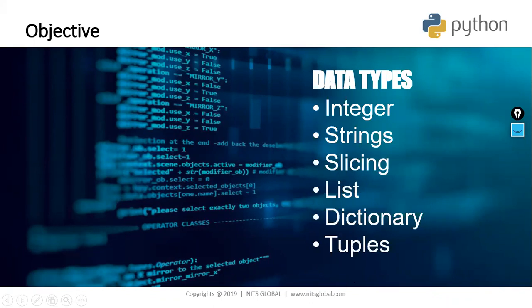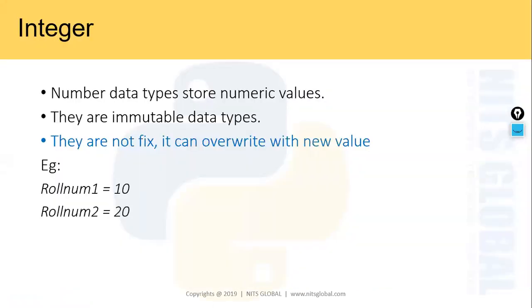These are six important data types for networkers. There are many, but for our purpose we need to understand six: integer, string, slicing, listing, dictionary, and tuple. We are going to discuss each and everything about all those data types. So let's begin with the very first data type.